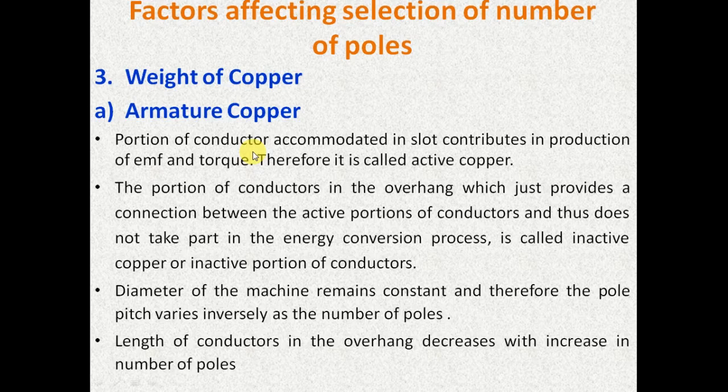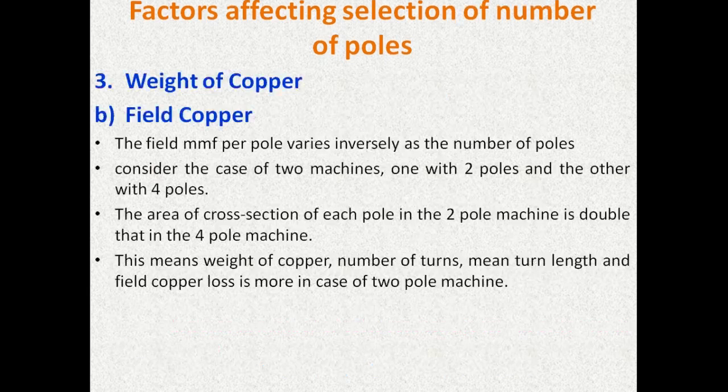Now we will see how the field copper weight is going to influence this parameter, that is, weight of copper. Just like we have seen before, when the number of poles is large, then definitely the flux per pole is quite small. And as the flux per pole is small, this further influences the yoke area as well as the armature core area. So it's very definite that in the case of a two-pole machine, the cross-sectional area of the pole is large comparing with that of a four-pole machine. In fact, double the size as that in the case of a four-pole machine.